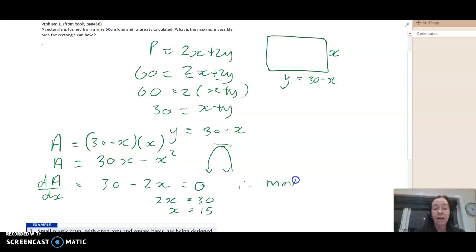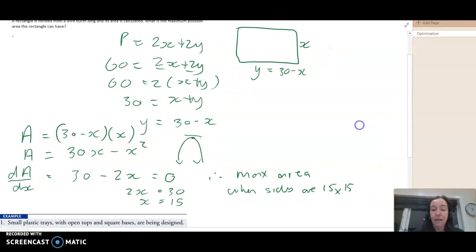Therefore, I have a maximum area when the sides are 15 by 15 centimeters, squared, because that'll be the total area, which gives me 225 centimeters squared, which you could just check on a calculator for me. So there you go. So don't forget to answer the question. And there you have it.